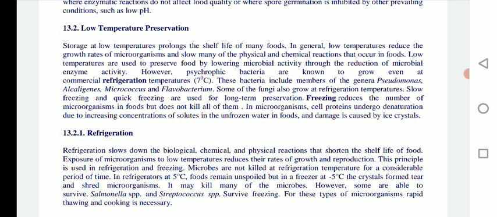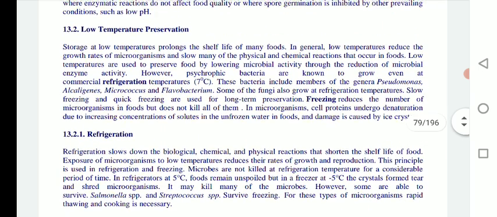So first, low temperature preservation. Storage at low temperatures prolongs the shelf life of many foods. In our home, we keep food in the fridge, and we can consume that preserved food for 4 to 5 days, or sometimes we can consume it up to 8 to 10 days or 12 days or 15 days. Again, it depends upon food, but in home we use fridge for preservation of food, and this freezing effect is basically dependent upon low temperature preservation parameter, and storage at low temperature prolongs the shelf life of many foods.